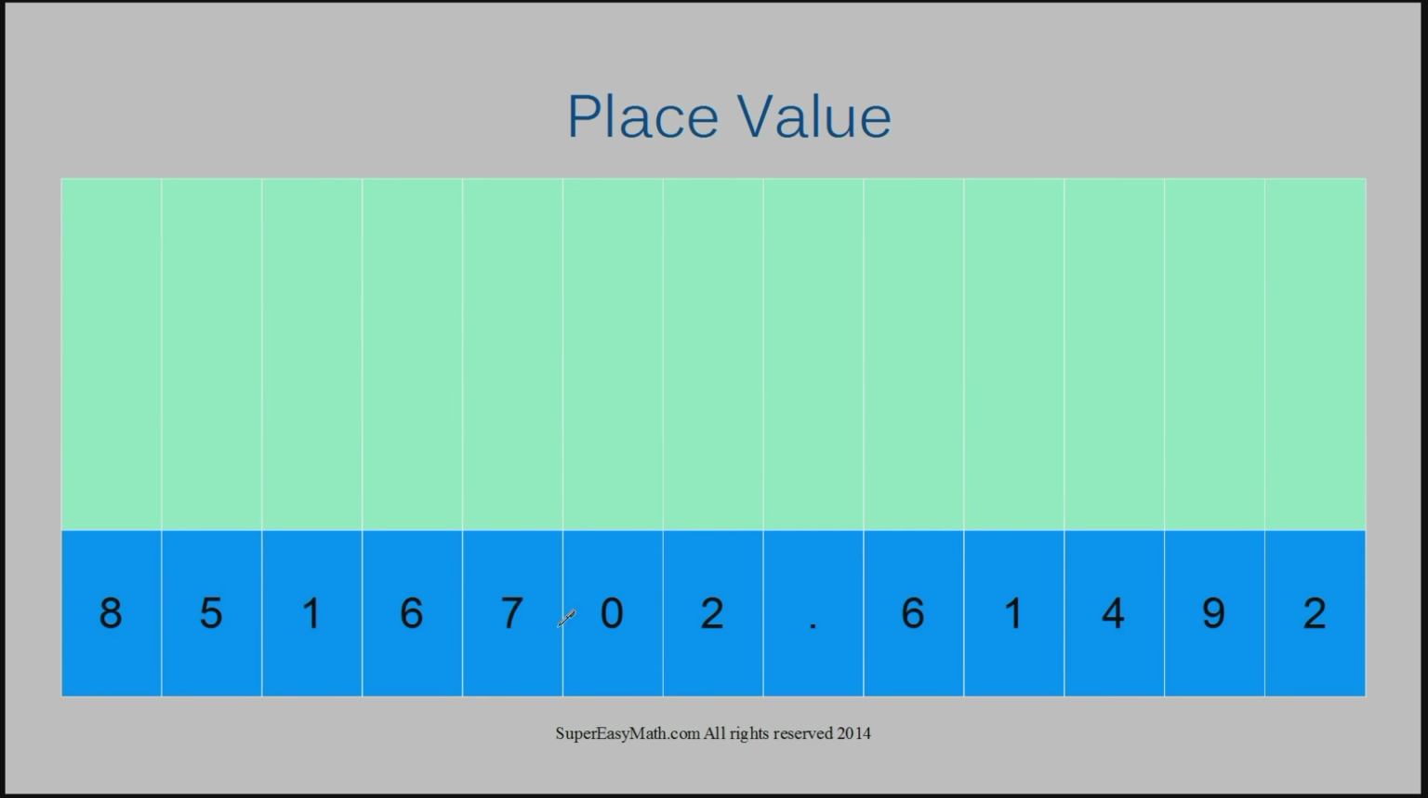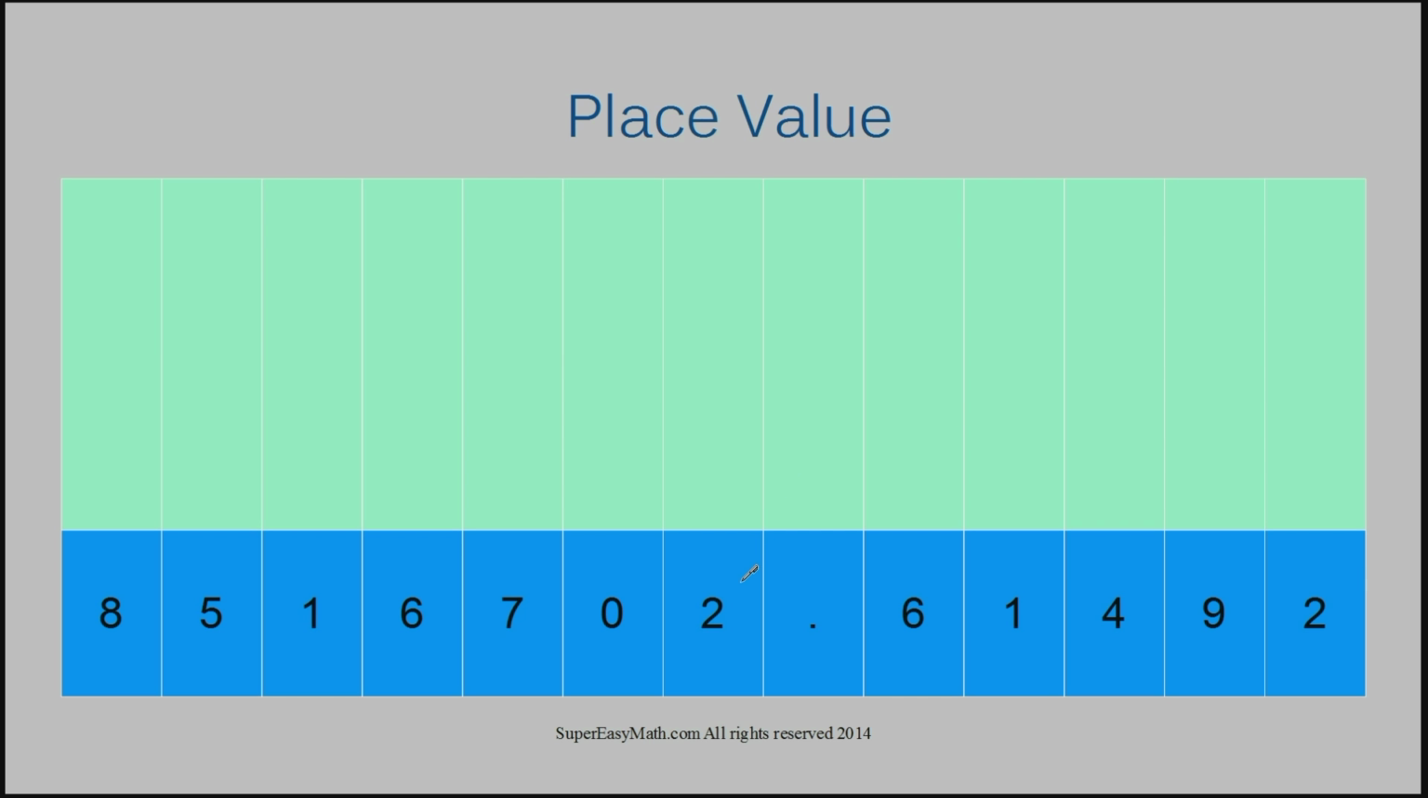Here I have a really big number. This number is 8,516,702 and 61,492 hundred thousandths. This number has several different place values. Every single place or every single digit that you see here, the 8, the 5, the 1, the 6, all of the digits, all are in a particular place, and the place has its own name.